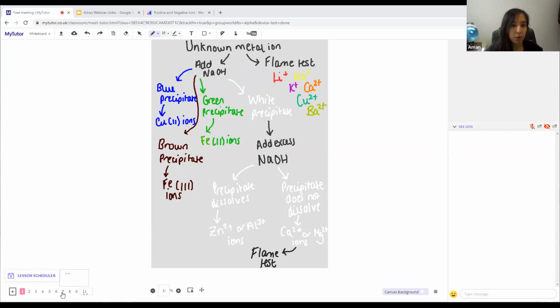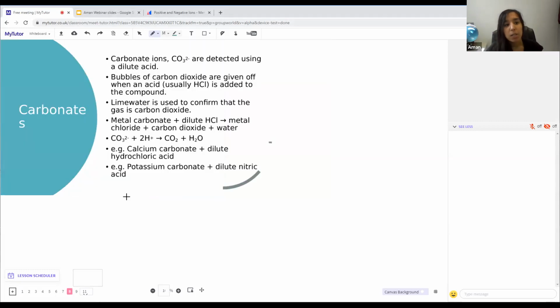Okay, so let's move on to the negative ions. We'll start with carbonates. Remember there are 3 ions we need to look at: carbonates, halides, and sulfates. Carbonates are detected using a dilute acid, and it is usually hydrochloric acid that we use. What we tend to do is add the metal carbonate to the dilute hydrochloric acid. We will get a metal chloride produced, carbon dioxide, and water. And what we test for then is the carbon dioxide.